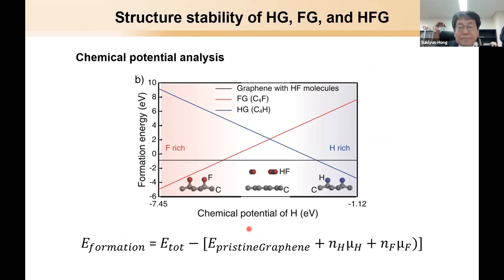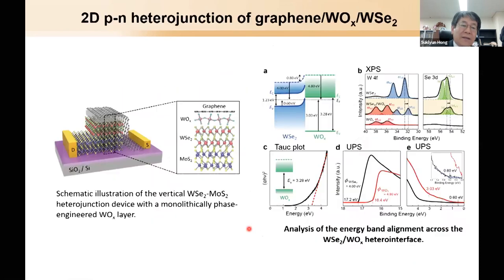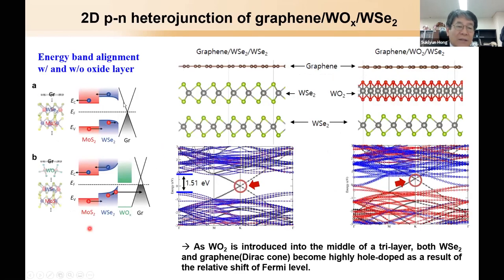of hydrogen. And this is the final topic, the band gap and band alignment in graphene heterostructures. Here, this is a schematic illustration of a vertical tungsten diselenide and molybdenum disulfide heterojunction device with tungsten oxide layers. And some experimental results showed a band alignment plot. And here now we can see the schematic diagram of the energy band alignment with and without the tungsten oxide layers.